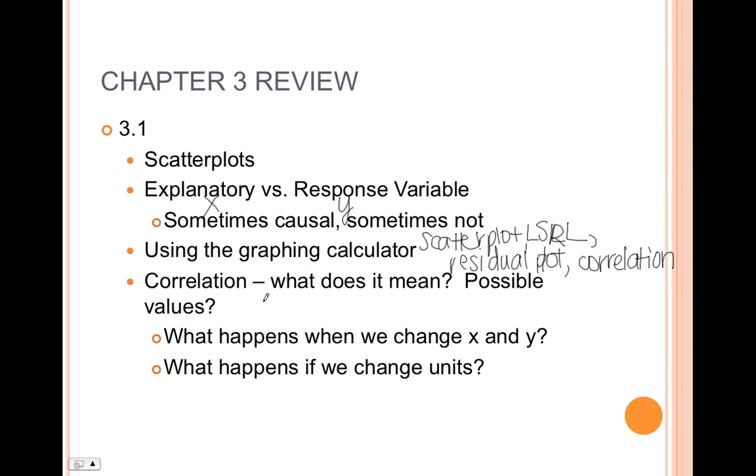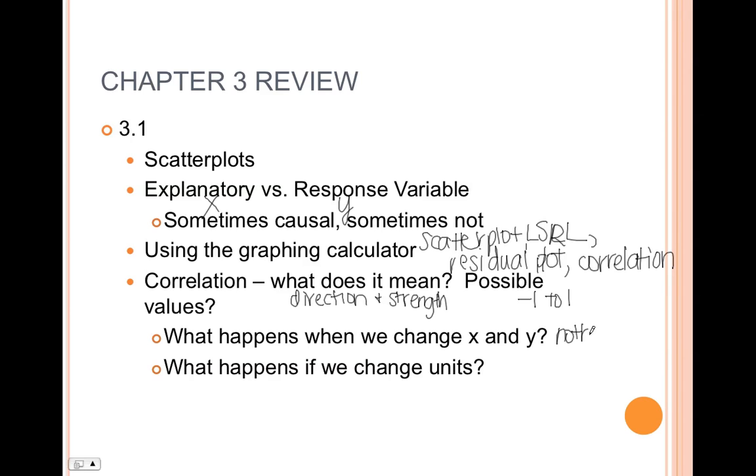What does it tell us? What are the possible values? It tells us the direction and strength of a linear relationship, and the possible values are anything between -1 and 1. -1 means a perfectly linear negative relationship. +1 means a perfectly linear positive relationship. 0 means random scatter.